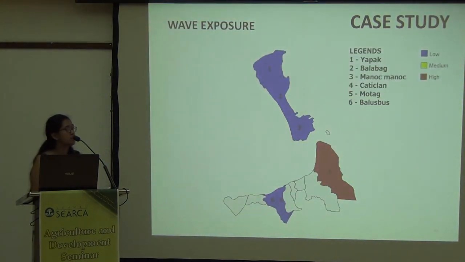For the wave exposure, again, we generated this from the physical oceanography laboratory. They have identified that Barangay Katiklan, where the airport is, is highly exposed to waves as compared to the other 5 barangays. Again, we use 6 barangays to assess, but if there are enough funds, the idea is we assess all the coastal barangays. For now, we assess just 6 based on the number of fishers.